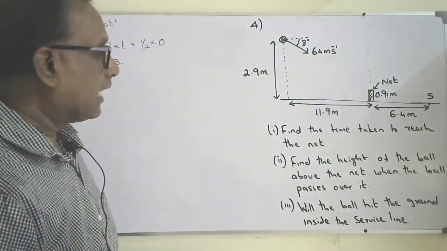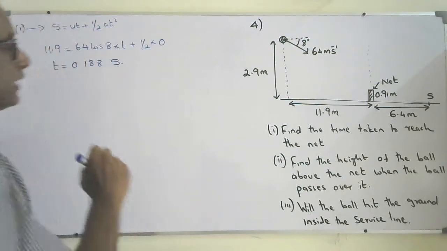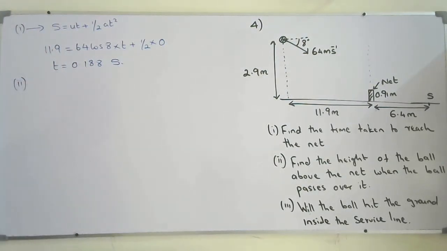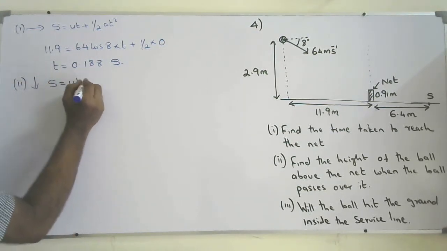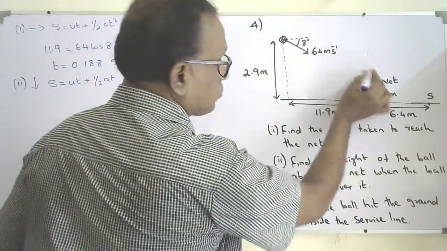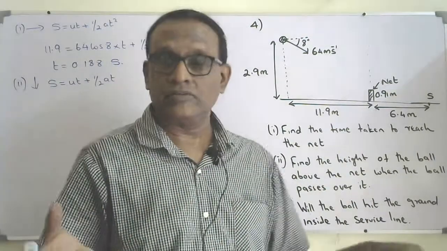Second part, find the height of the ball above the net when the ball passes over the net. Okay, so I can find the vertical displacement of the ball when it is passing over the net. So I'll use vertically downwards s equals ut plus half at squared until it passes over the net. Okay, not hitting the net. We'll see whether it's hitting or not. We don't know until we finish the calculation.